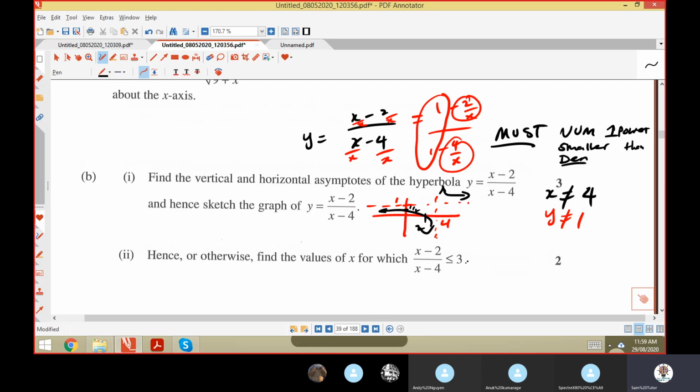Just do it normally. Don't do x minus 4 squared on both sides. That's not our method. That's probably the way you guys got taught at school. It's just not what we do.